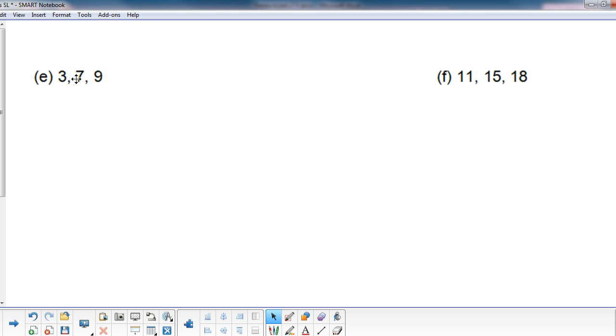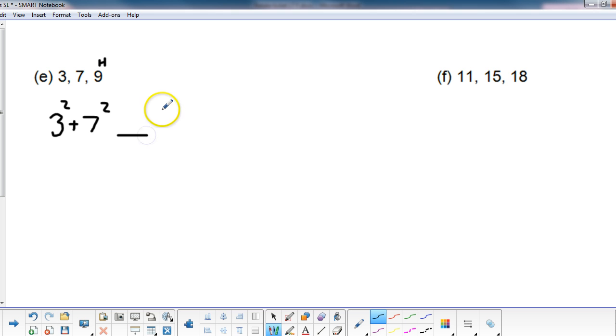It asks us to identify what type of triangles these are. Well, we need to use the Pythagorean theorem to check. So I will start out and I will just look at my longest side, which is 9. So if this is a right triangle, the 9 would be the hypotenuse. So I'll take my two legs, 3 squared, add it to 7 squared, and I will put a blank for 9 squared. Because I don't know what is going to go here yet, I'm just going to leave a blank with a question mark in it.